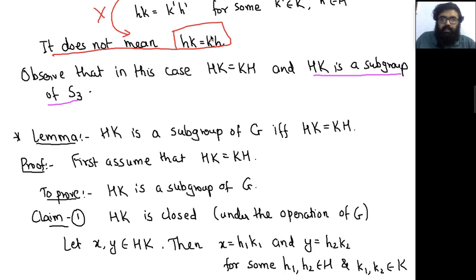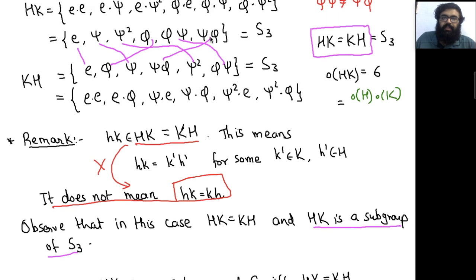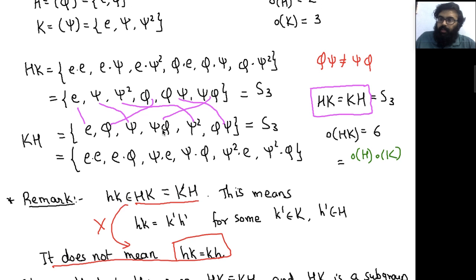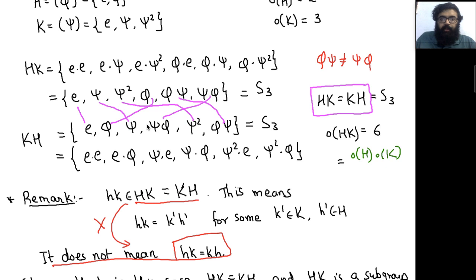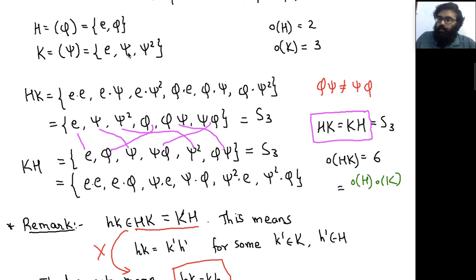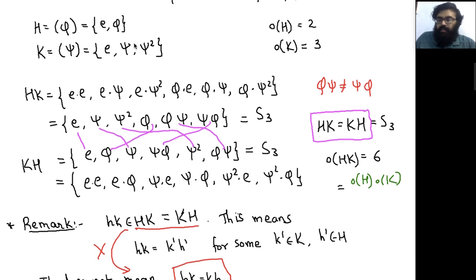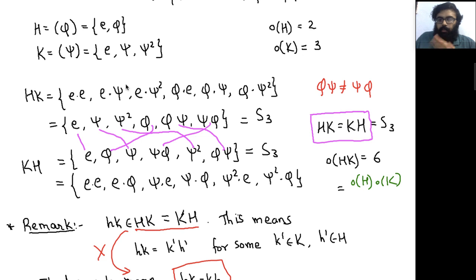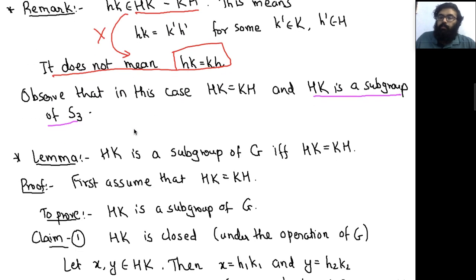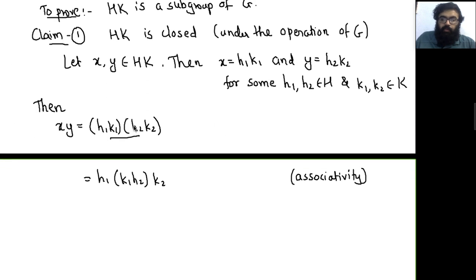This is the best example, so that is why we had considered this example. Here HK equals KH, all elements in these two sets are the same, but that does not mean you take an element of H and an element of K and they commute. You can take phi from H, psi from K. Phi psi is not the same as psi phi, so they do not commute, but the sets are the same. I know I am repeating it again and again, but just to remove your confusion.